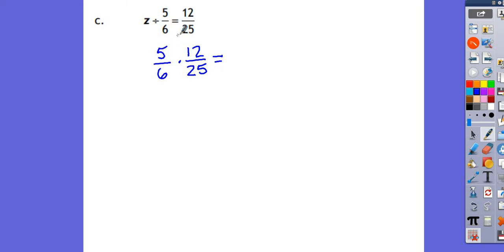Okay, so I multiply straight across. 5 times 12 will give me, come over here, do my scratch work. 5 times 12 gives me 60. 25 times 6, 6 times 5 is 30, 12, 13, 14, 15, gives me 150.